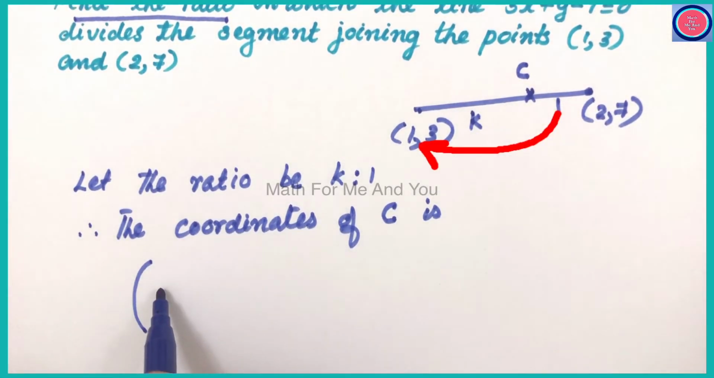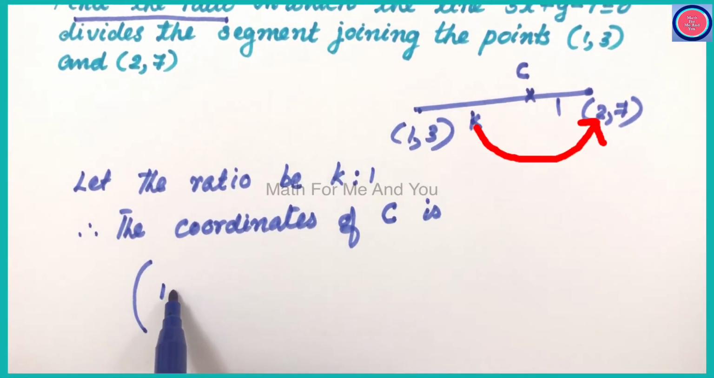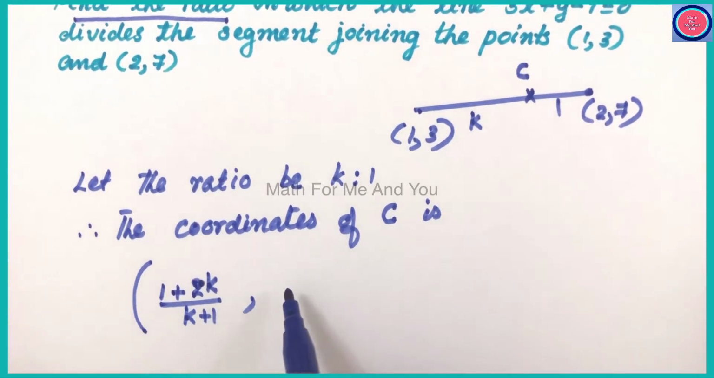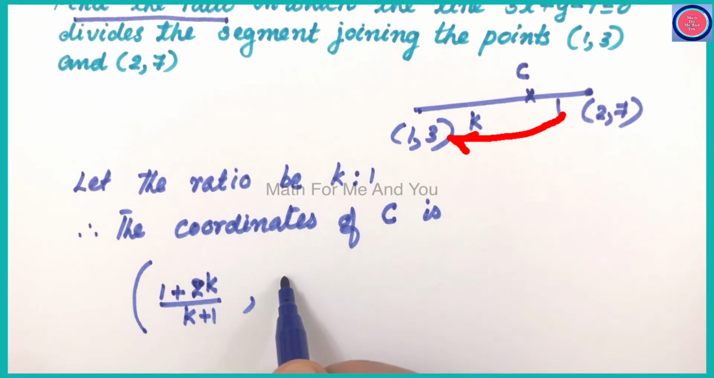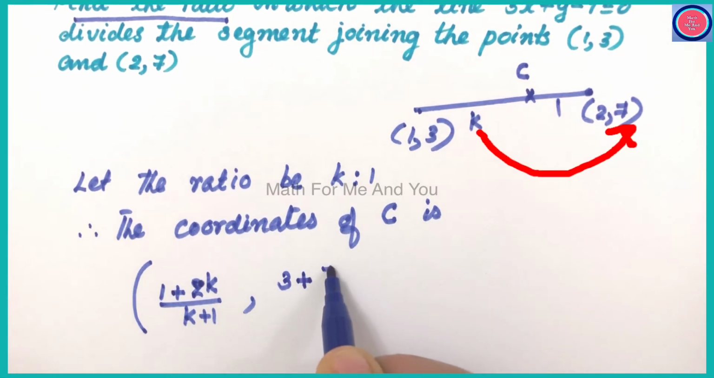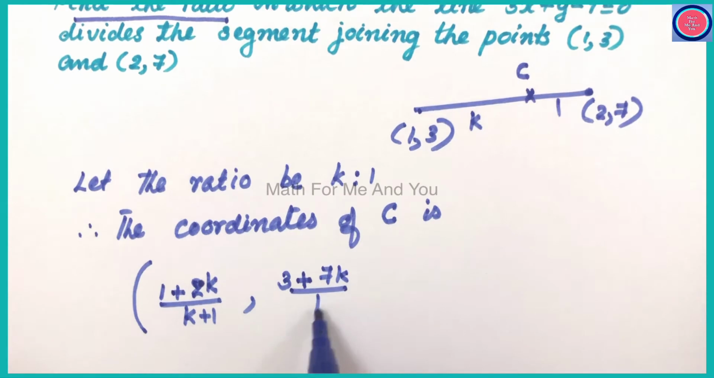See here, m2x1, that means 1 plus 2k over m1 plus m2. It becomes k plus 1. Then m1y2 plus m2y1, or m2y1 plus m1y2. That means we get 3 plus 7k over k plus 1. So we have got the coordinates of C, and it is given in the question.